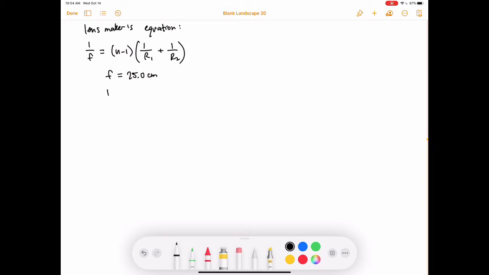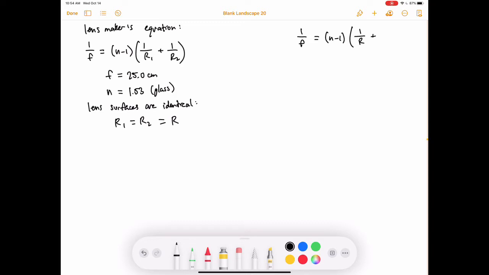And the index of refraction is also something we know. That's 1.53, the index of refraction for glass. We also know that the two lens surfaces are identical, meaning they should have the same radius of curvature. R1 should be the same as R2. Let's just call that R. Okay, so we have 1 over f equals n minus 1 times 1 over R plus 1 over R, because these are the same thing.